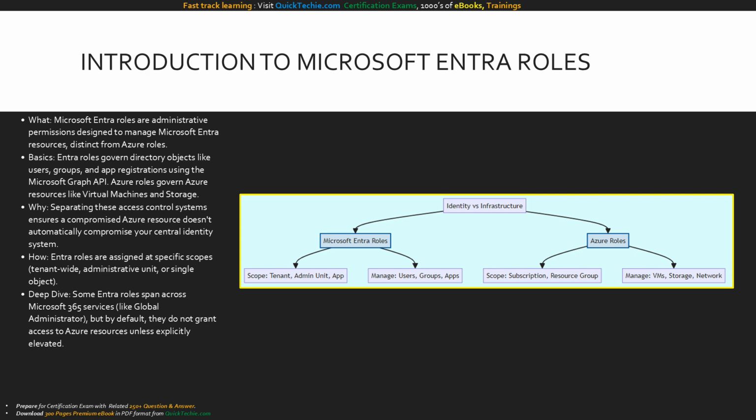Take a look at the diagram on your screen. At the top, we establish the core separation between identity and infrastructure. On the left path, we see Microsoft Entra roles. Notice how their scope operates at the tenant, administrative unit, or application level, and they strictly manage identity resources like users and groups. On the right path, Azure roles operate at the subscription or resource group level to manage infrastructure like virtual machines. Keeping this visual separation in mind will guide every role assignment decision you make moving forward.